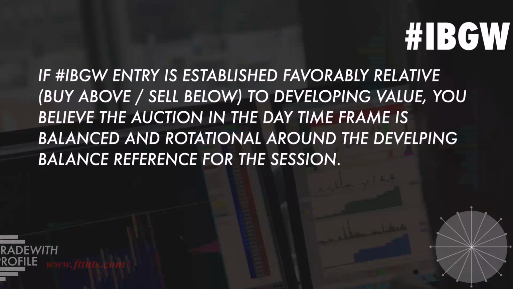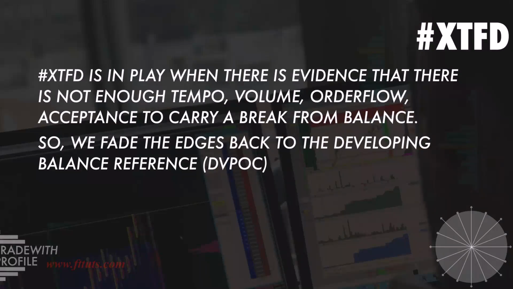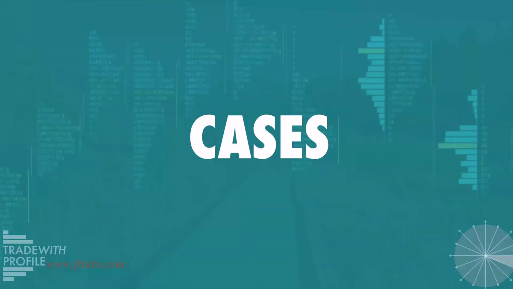And related to that, if the extension fade is in play, when there's evidence that there's not enough tempo, volume, order flow, whatever, to carry the break from balance, so I'm fading the edges back to the developing point of control. Okay. Now let's take some of this and put this in context of some cases and some scenarios to further illustrate how this might play out.